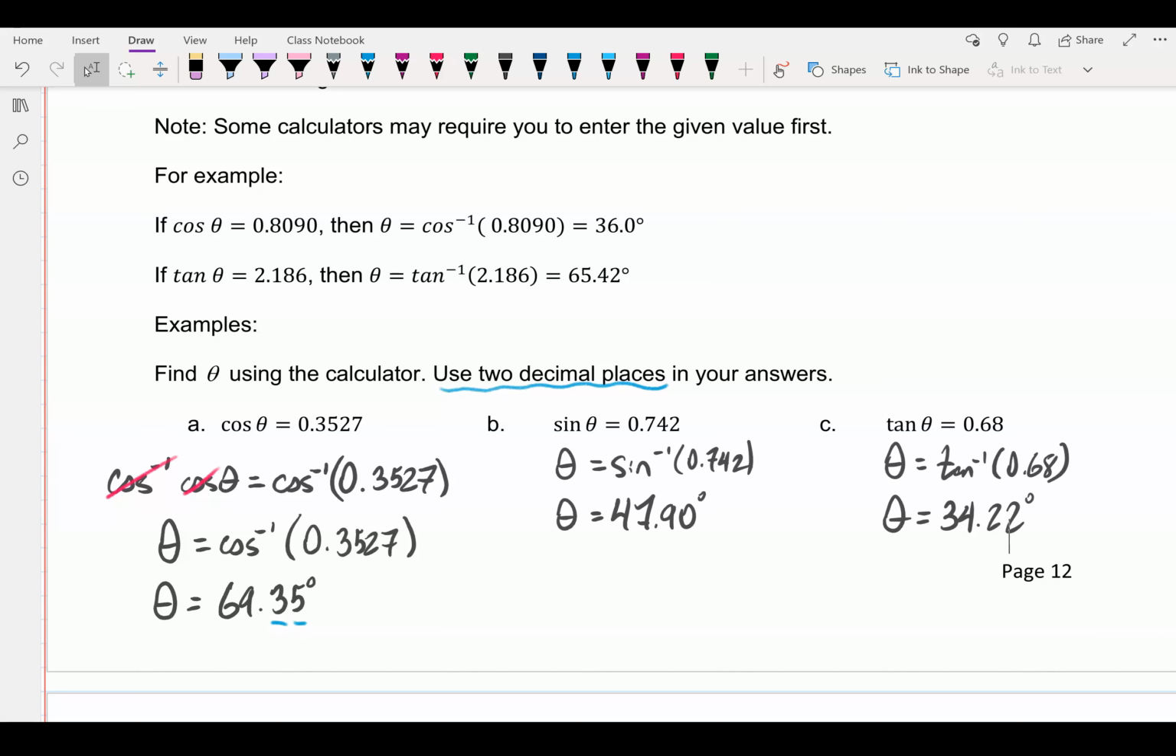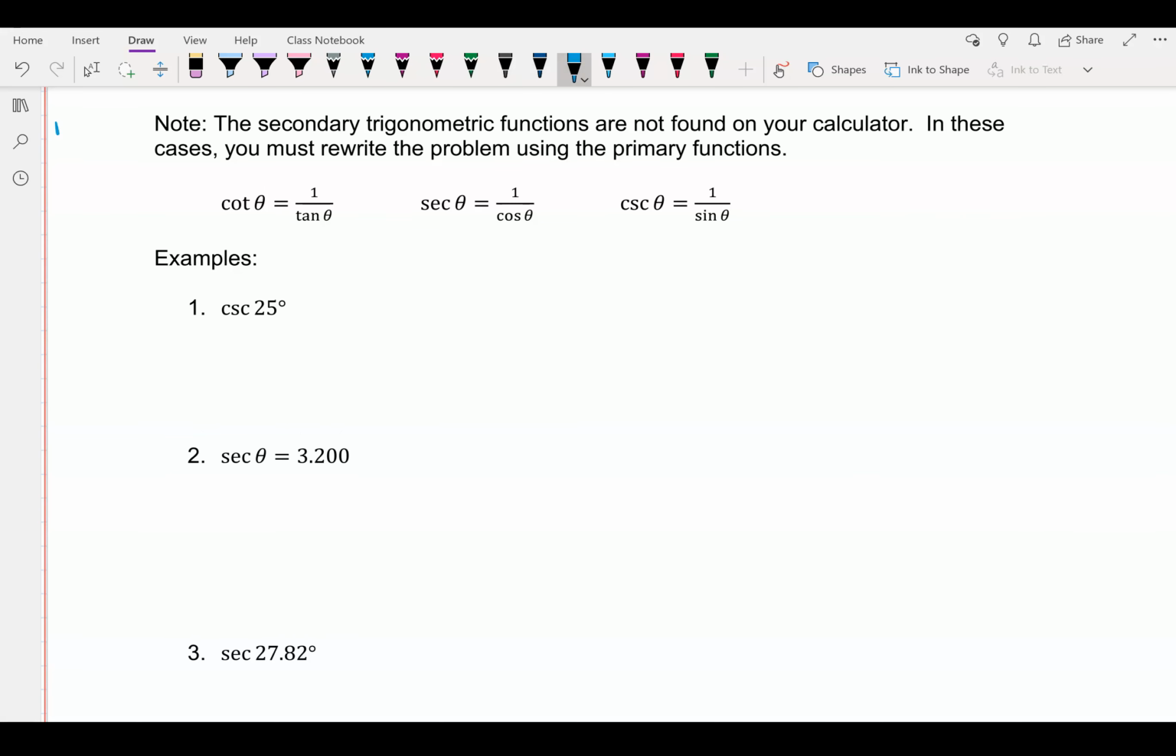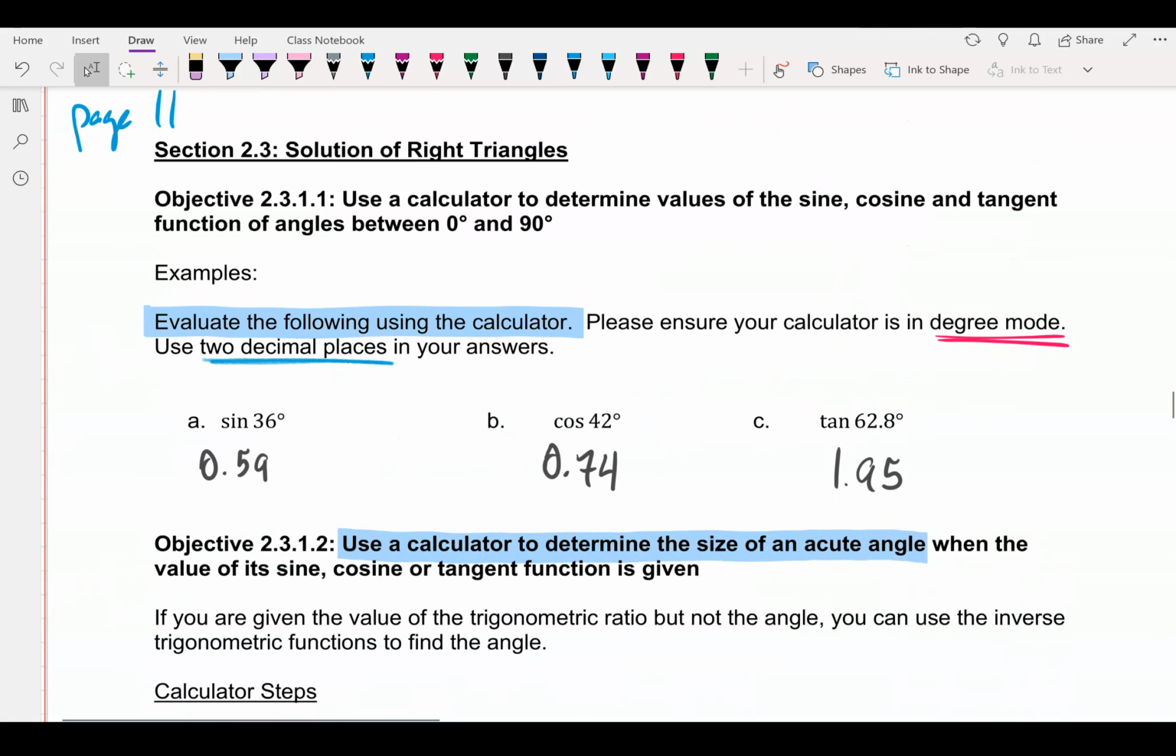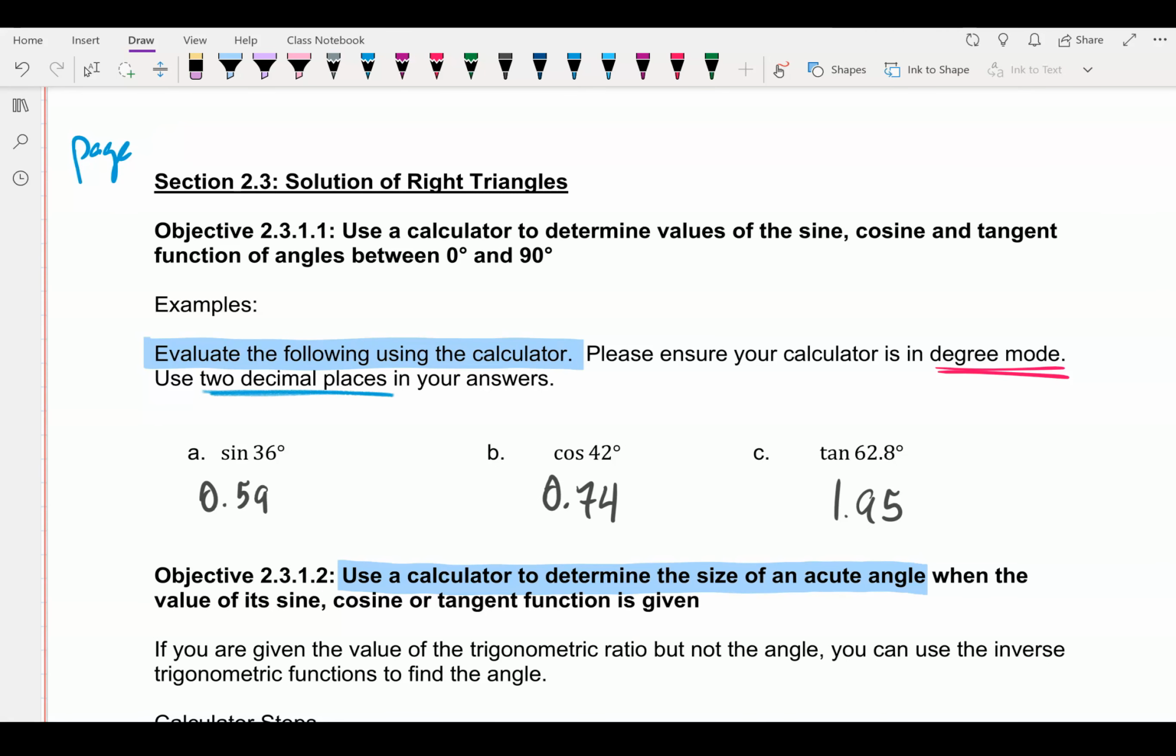Let's move on to the next page. So here's the next page. It's actually page 13. I noticed when I paused the video that the previous page is actually page 12. So if you go back up here, I said it was page 11. I'm not sure why. It's actually page 12.